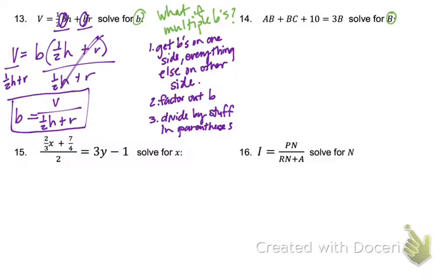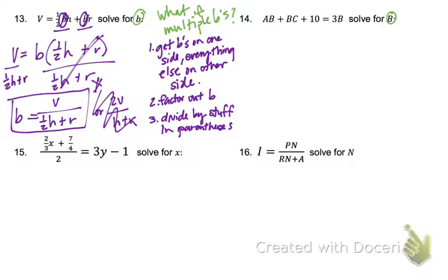Now, if that fraction on the bottom really bothers you, then you can flip it and put the 2 on top, and it would be 2v over h plus r. But I'm not going to make you get into that technicality because I just want you to follow this 3-step process. So I would certainly just take something like this.